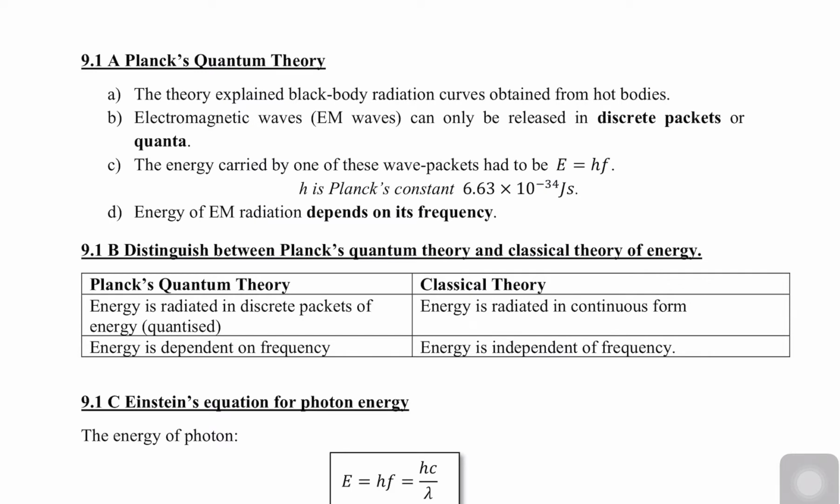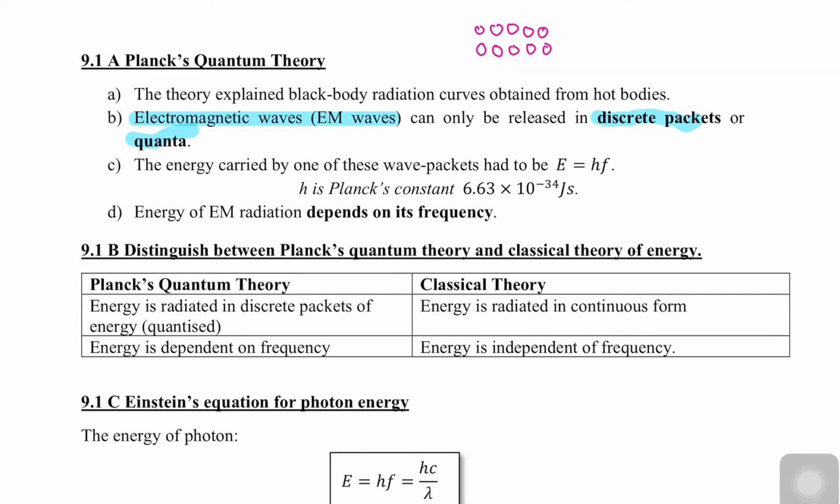Planck's quantum theory basically states that electromagnetic waves, or EM waves, can only be released in discrete packets or quanta. In other words, light can behave, so instead of seeing light as one long continuous thing, we can say light is made of discrete packets. So in light there are particles, and this is what the light is made up of. So we have light, and inside the light there are basically small particles. The combination of those particles is what makes up the light.